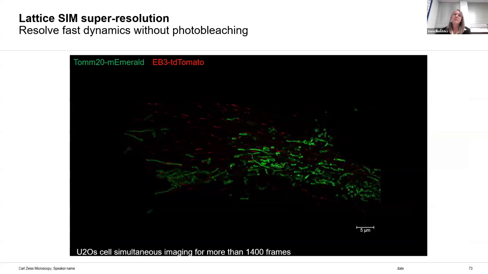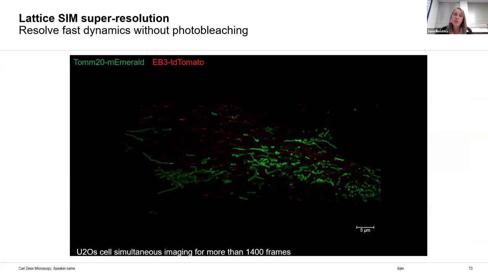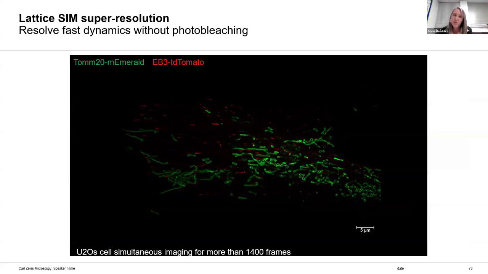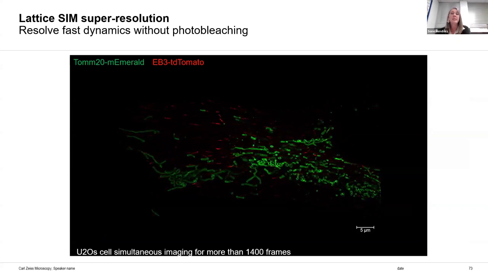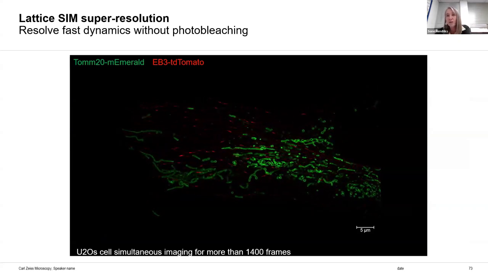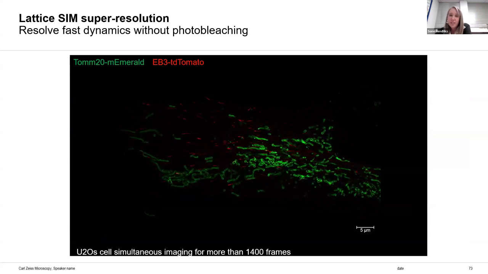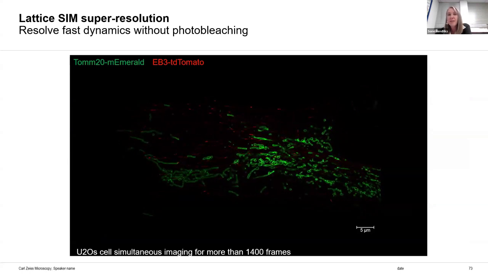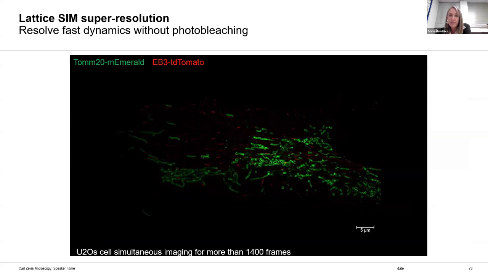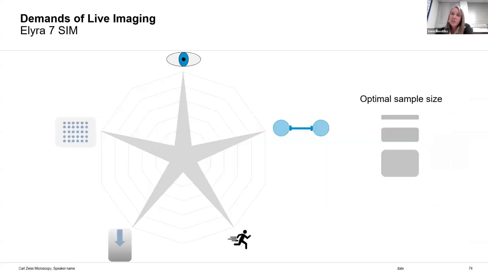This practically translates into a system that allows you to acquire really impressive super resolution information of multiple colors simultaneously. Like in this example, where we see beautifully resolved mitochondrial membranes and the microtubule growth as the cytoskeleton reorganizes. In summary, if you want to focus on gentle super resolution at high speeds, and you do not need to image at great depth, then the ELIRA 7 system is your go-to microscope.